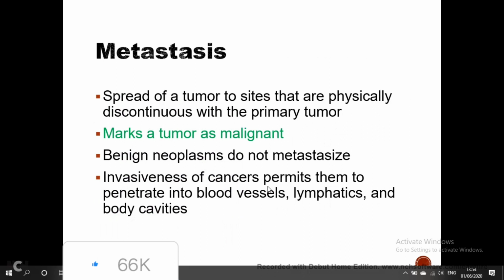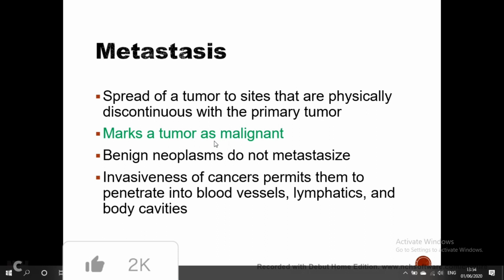So what is metastasis? Spread of a tumor to a site distant from the primary tumor. Okay, so it marks a tumor as malignant. Say, for example, the person has cancer of the colon, and metastatic nodules are found in the liver. Then it is known as metastasis, because the primary was in the colon, and then the secondary was found in the liver. So it is known as metastasis. It marks the tumor as malignant.